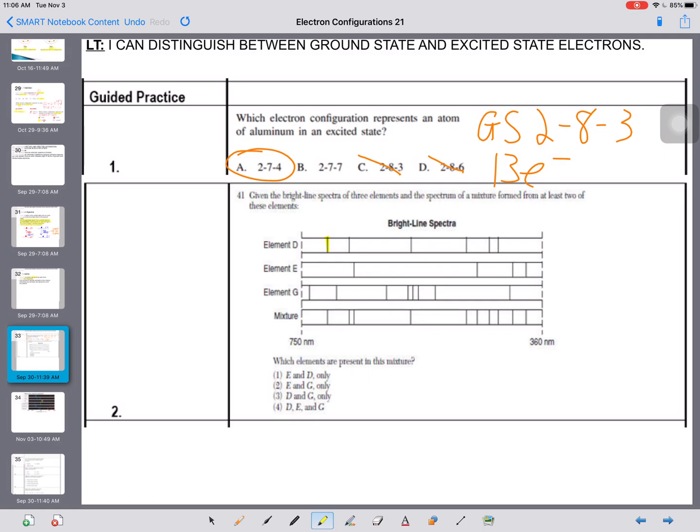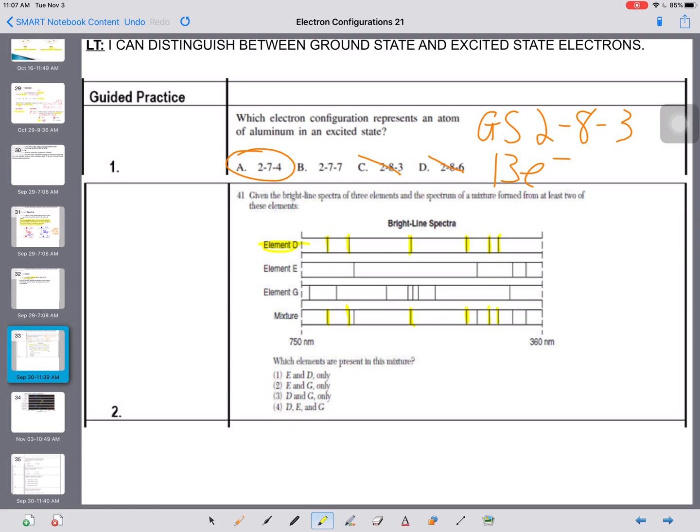We're going to look at this first line, and I'm going to highlight them. We can see that line is present in the mixture. It lines up. It matches. This line also matches. Okay? This line also matches. This line is there. This line is there. And this line is there. So all of the lines in element D are present in the mixture. Now you can see we didn't highlight every line in the mixture, but that's because there's something else in there. So that's okay. What's important is that every single line in element D is present in the mixture. So element D is in this mixture.